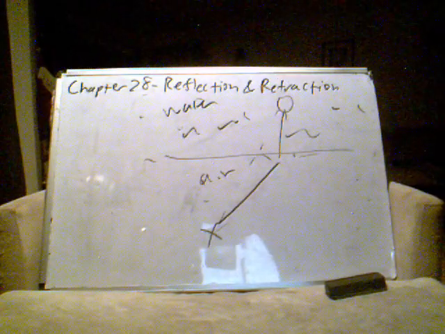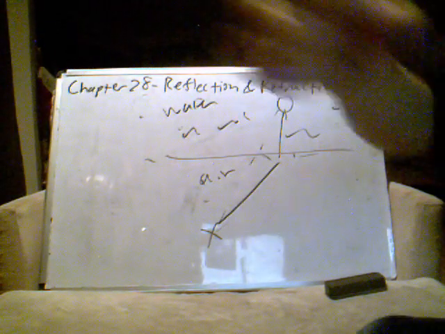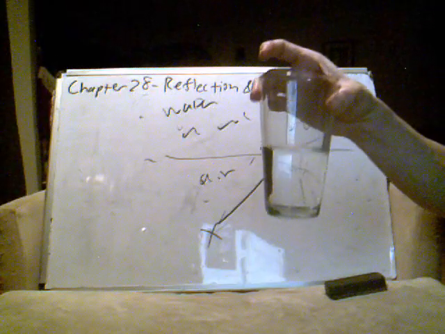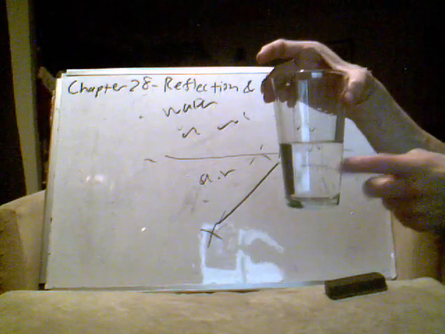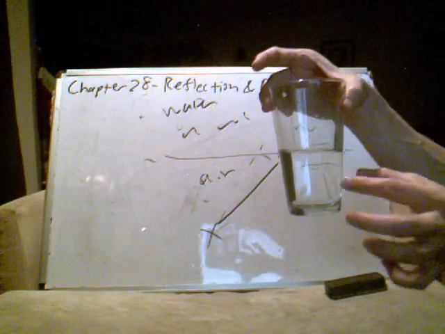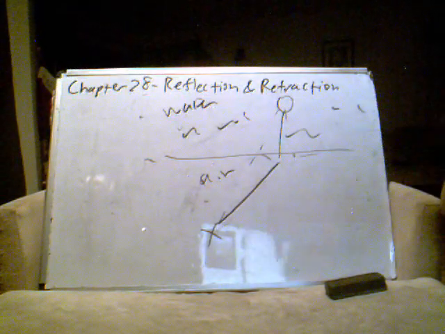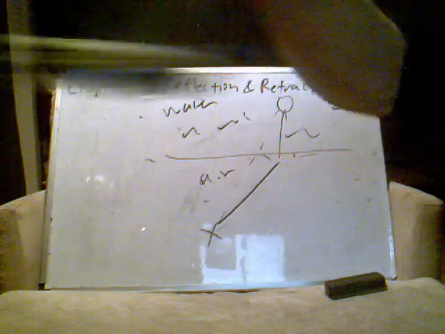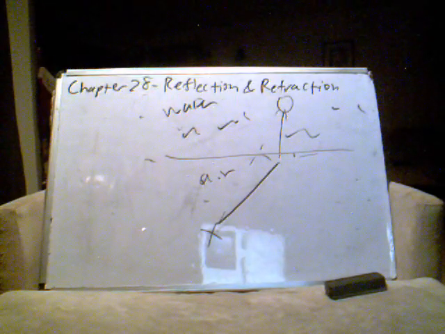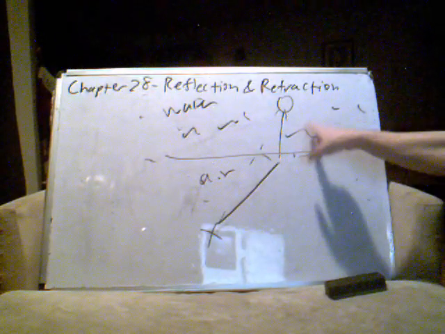Now, there's a very good reason for that, of course, and that is that the water is more optically dense, right? There's a lot more particles of water in this volume than there are particles of air, say, up here or up here. And so the light bends as it goes through the water.